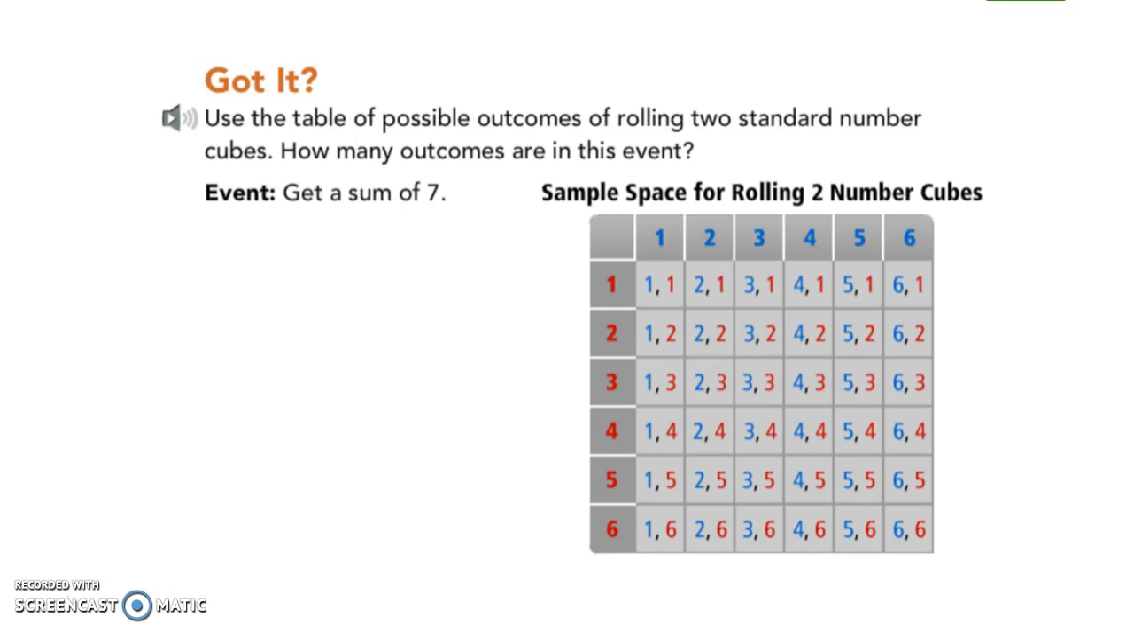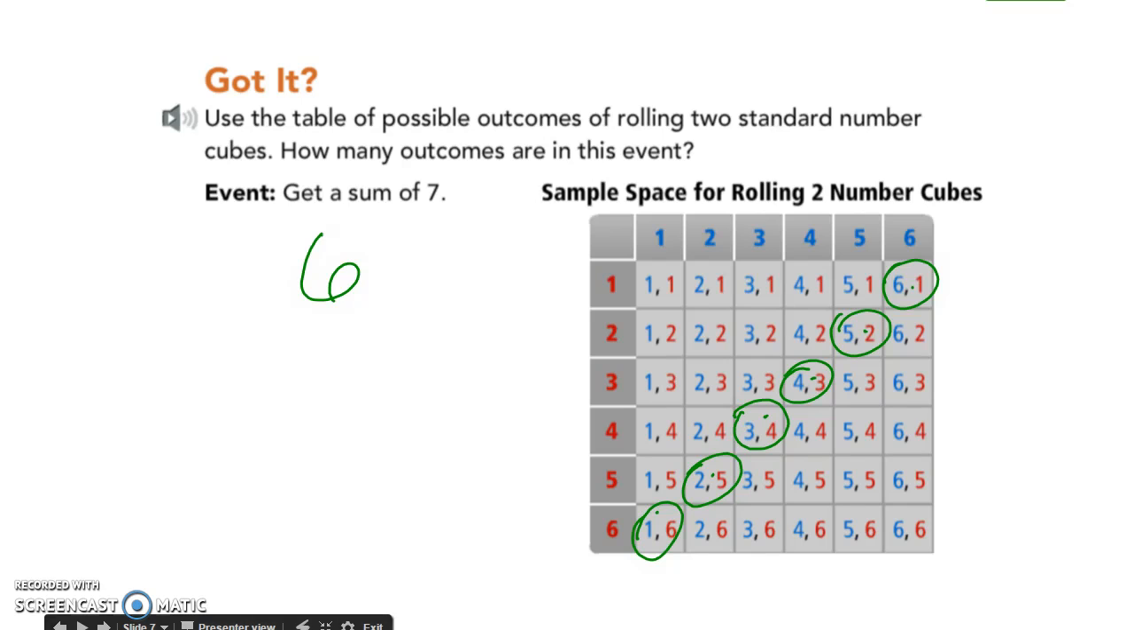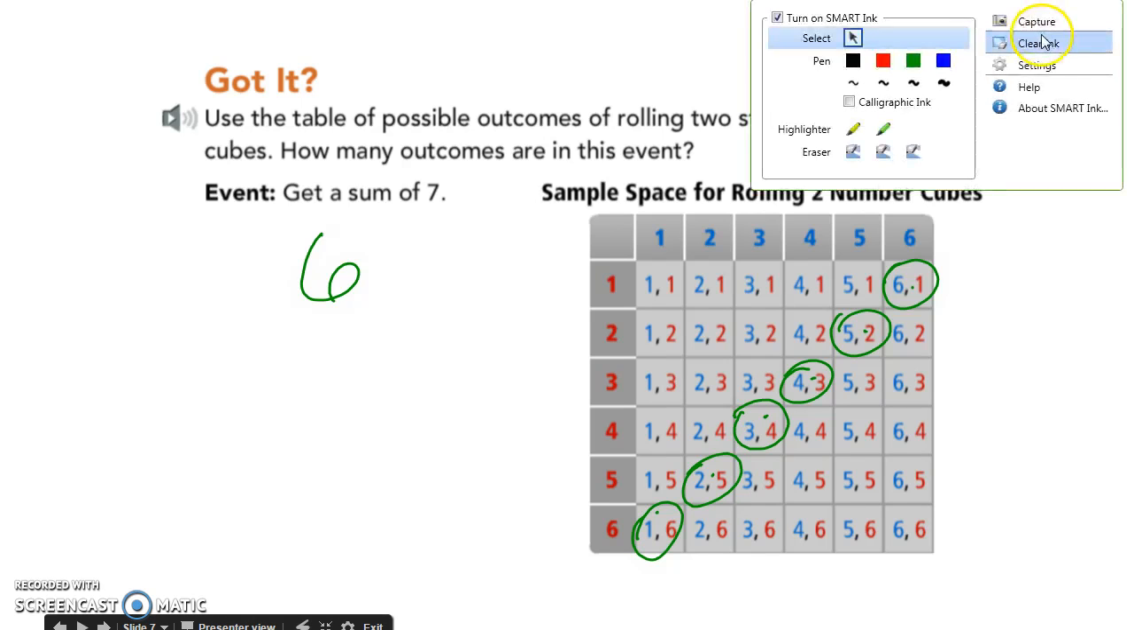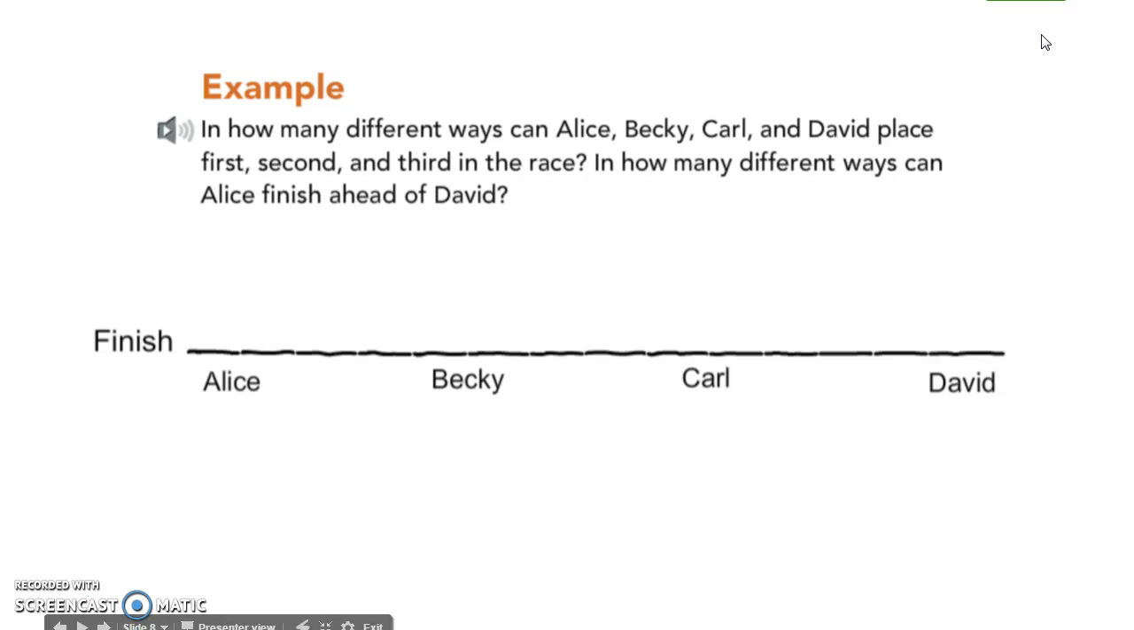Well, let's look. Sums of 7. 3 and 4. 2 and 5. 4 and 3. 5 and 2, 6 and 1, 1 and 6. 1, 2, 3, 4, 5, 6. How cool is that, those make up the diagonal of the table? I know y'all are really excited about that. There's 6 outcomes where we can get a sum of 7. And that is the most common sum from rolling 2 regular dice.